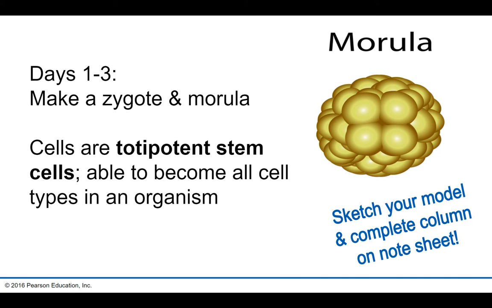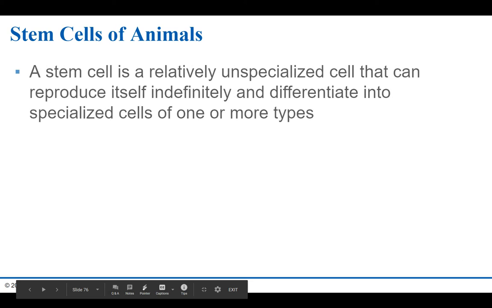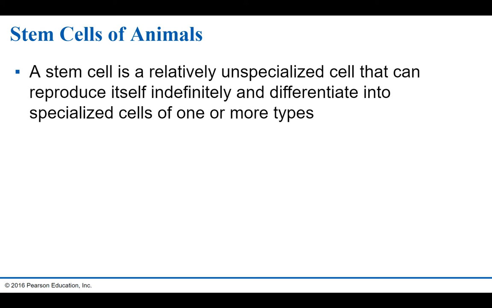This definition will be on the next slide too, if you didn't quite write it down, but it says they are able to become everything. So this clump of cells that you have are totipotent stem cells. A stem cell just means a relatively unspecialized cell that can reproduce itself indefinitely. So these cells can divide over and over and over and differentiate into cells of multiple types.